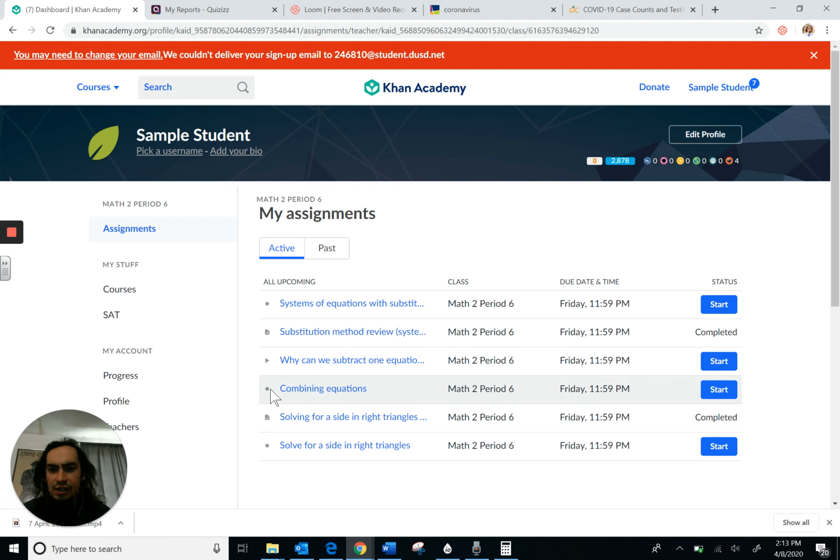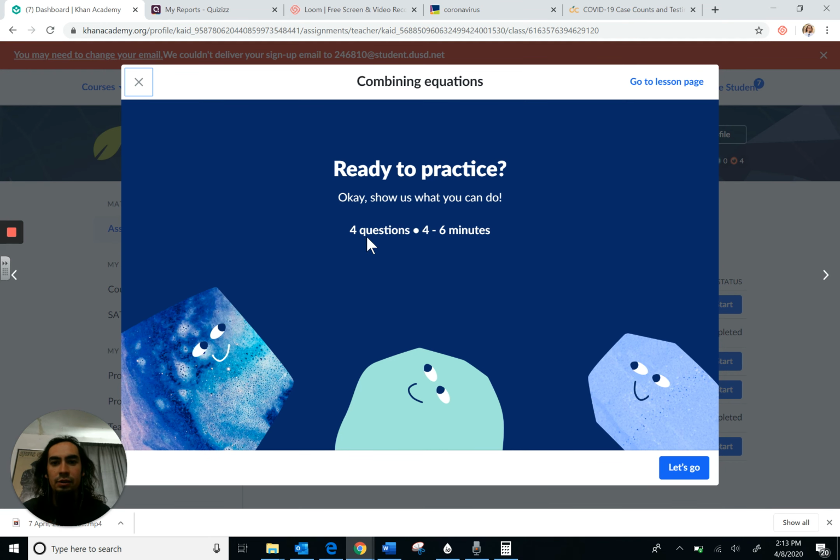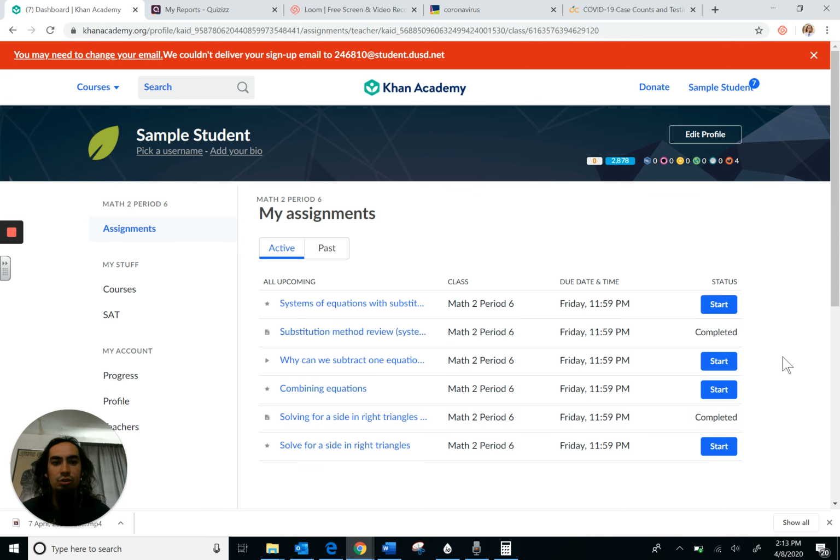And the little star right here tells you that this is the actual assignment exercise, combining equations. I'm not going to do any for you. It's 4 questions, should not take very long. And as always, you can retry them as many times as you want to get a higher score.